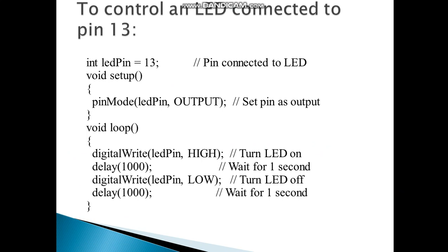Next, control an LED connected to pin number 13. So the LED is connected to pin number 13, and it is initialized as LED pin equal to 13. Next, setup: the digital pin is configured by pinMode LED pin comma OUTPUT. So LED pin is number 13, and the output will come at pin number 13. Next, digitalWrite LED pin comma HIGH, that means the LED is on, and we have to wait for some time, that is denoted by delay. Next, digitalWrite LED pin comma LOW, so turn off the LED and wait for some time.